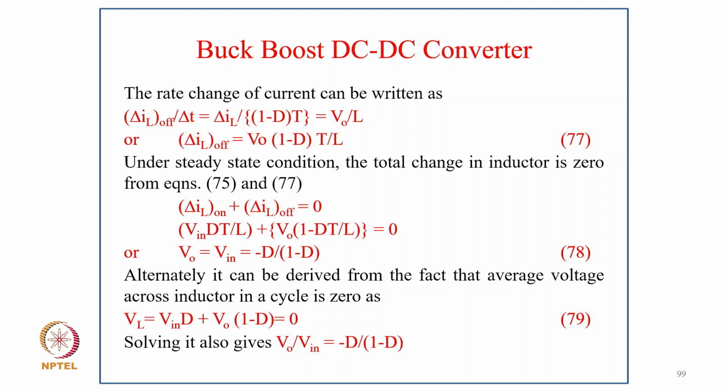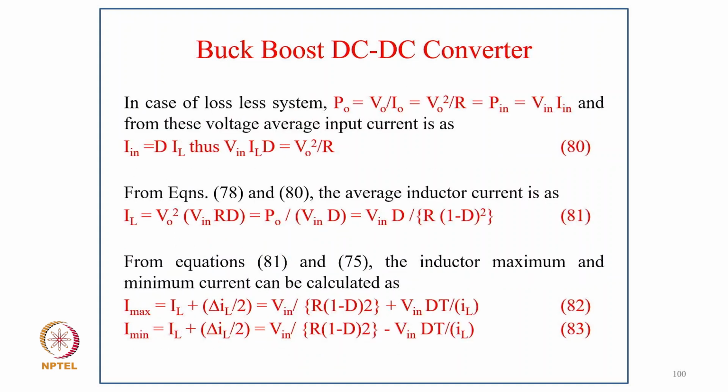Alternatively, it can be derived from the fact that the average voltage across the inductor over a cycle is 0. So VL equal to Vin D plus VO (1 minus D) equal to 0, or VO/Vin equal to minus D/(1 minus D). In a lossless system, PO equal to VO IO, that is VO squared/R, equals Pin equal to Vin Iin, where Iin is the average input current. So Iin equal to D IL, and Vin IL D equal to VO squared/R, and from this equation the average inductor current is IL equal to VO squared/(Vin R D), or equal to Vin D divided by R (1 minus D) squared.